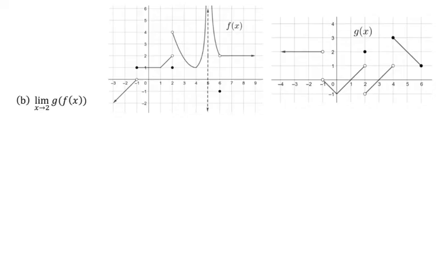Limit as x approaches 2 of g of f of x. So we're going to do the thing again. What is the inner function doing as x approaches 2? So we'll look from the left and the right. So first, the inner function is f. We're going to look at what f is doing as we approach 2 from the left. All right, so 2 from the left, go to the graph, approach 2 from the left.